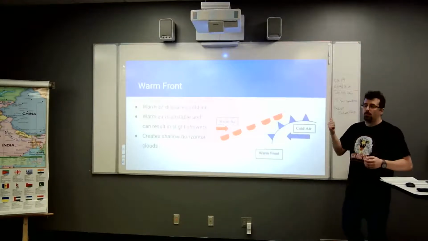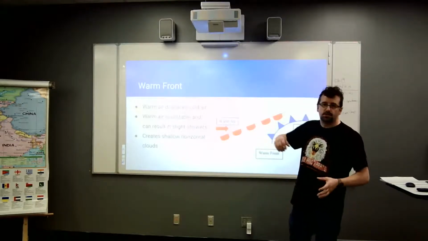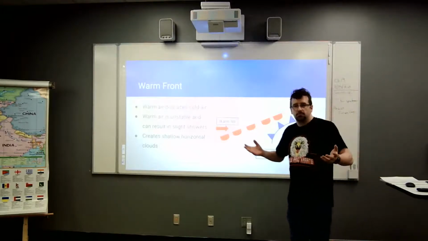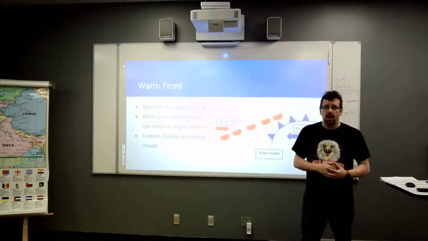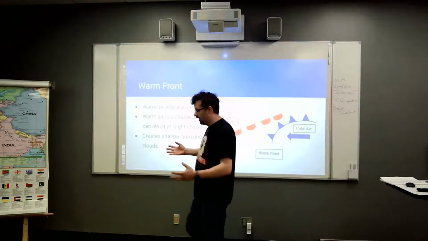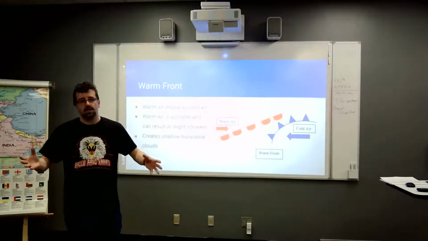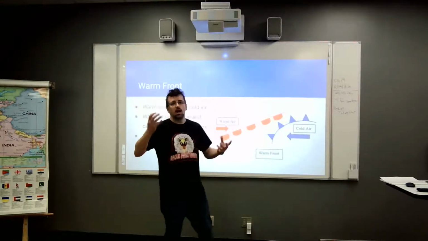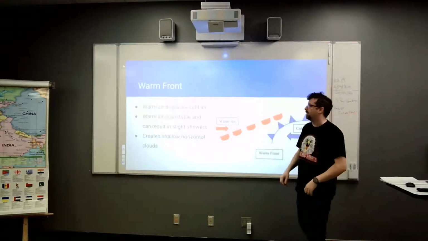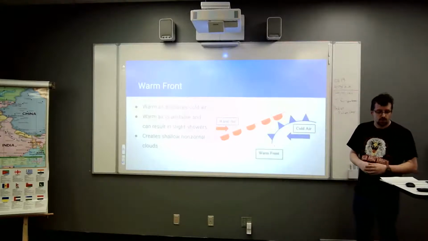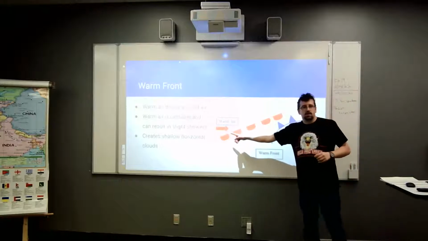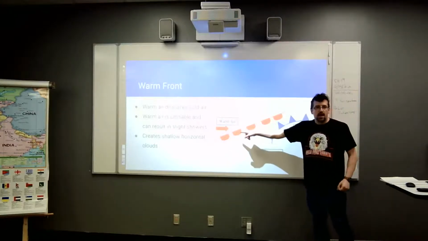So, the next one. If we had cold, we're talking about warm. This is what happens when warm air displaces cold air. Warm air is unstable, so it brings with it rain, typically, when these move in. And they tend to create shallow horizontal clouds. So if you're ever outside and you're like, wow, today feels warmer than yesterday did, you can look up, and if you see these long, horizontal clouds running through the sky, this is typically a sign of a warm front moving in. Also take note of the way these are symbolized. Warm air will be red.